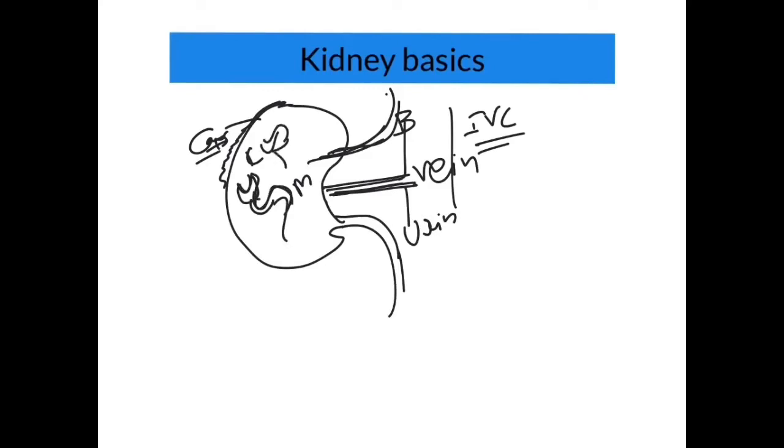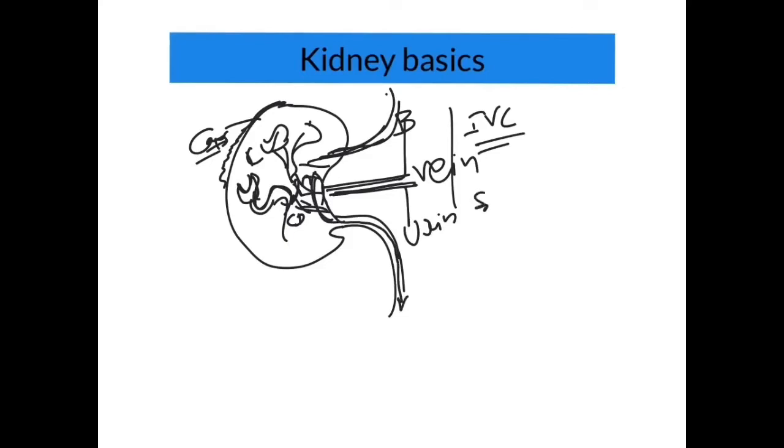There are 1 million to 4 million glomerular units. These glomerular units connect with each other and form the collecting duct. This collecting duct forms the pelvis area, and this forms the urinary duct, and finally the ureter. So this is the normal form of the kidney.